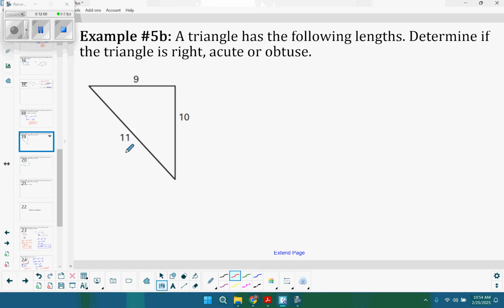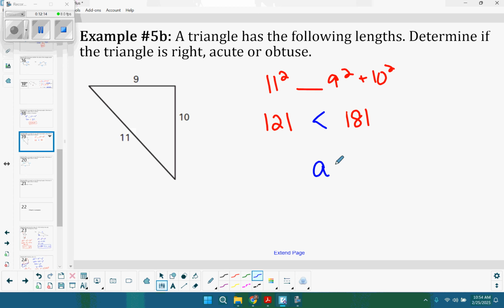Example 5b, my biggest side is 11. So we're going to do 11 squared is something to 9 squared plus 10 squared. So 11 squared is 121. 9 squared plus 10 squared is 181. So we have less than. 121 is smaller than 181, so that would make it an acute triangle.